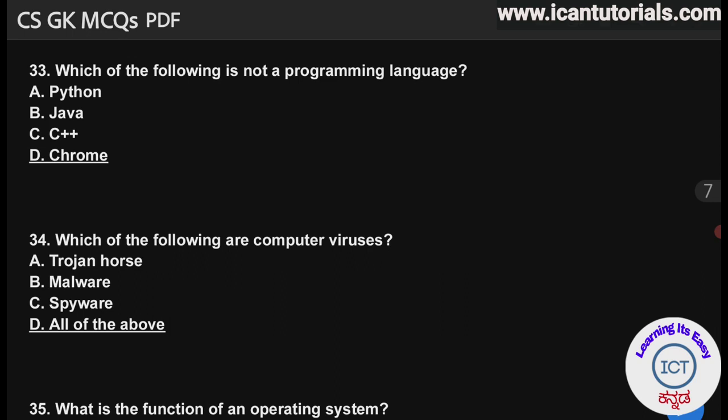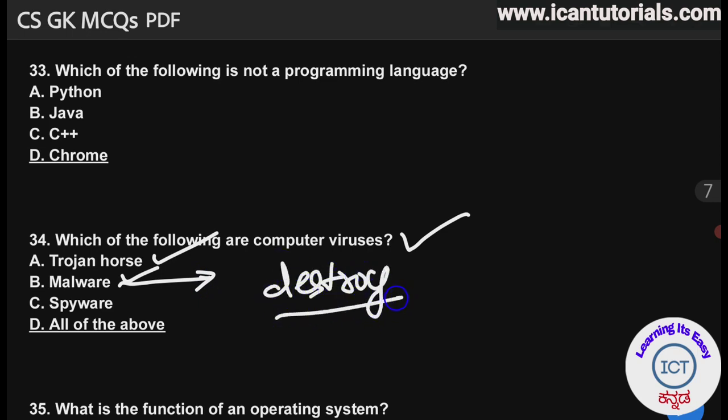34th question is, which of the following is a computer virus? Example for computer virus. Trojan horse, it is a virus. Malware means malicious software. These softwares destroy or cause harm to other softwares. Spyware, it is also a type of software. These softwares attack other devices like laptops, mobiles or computers and steal the data from those devices unknowingly. That's why they are called spyware.